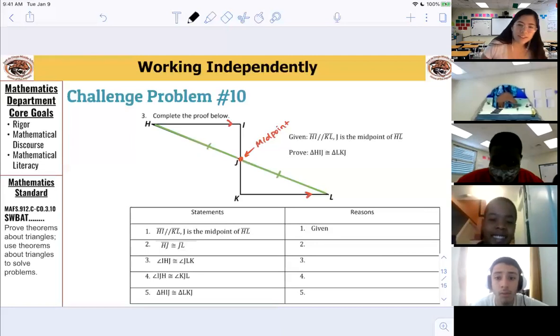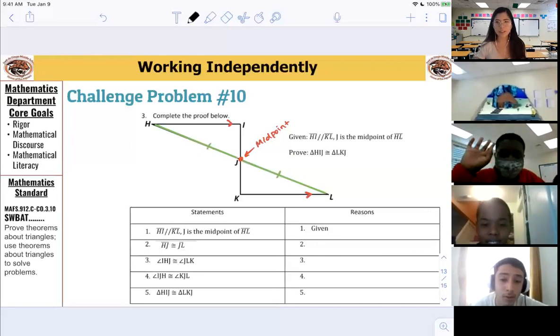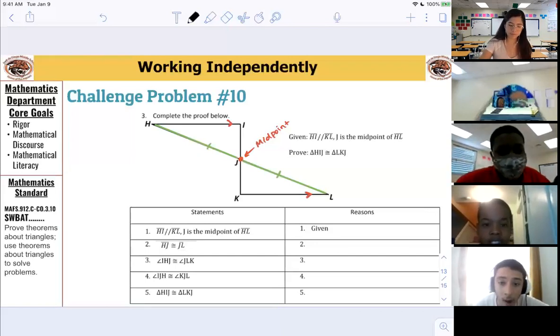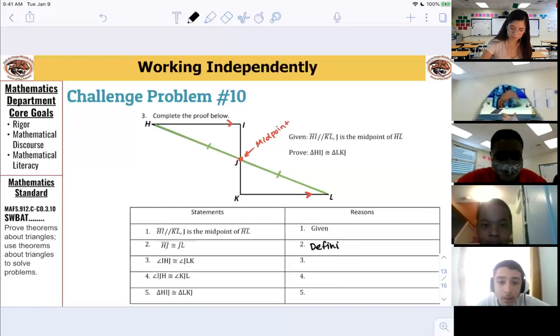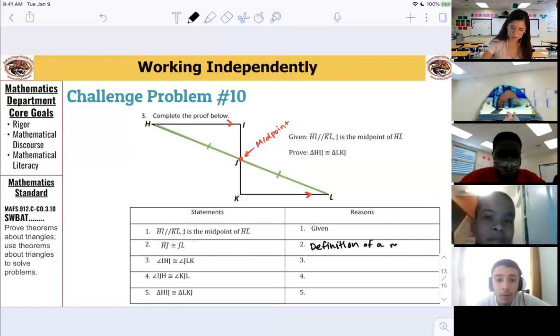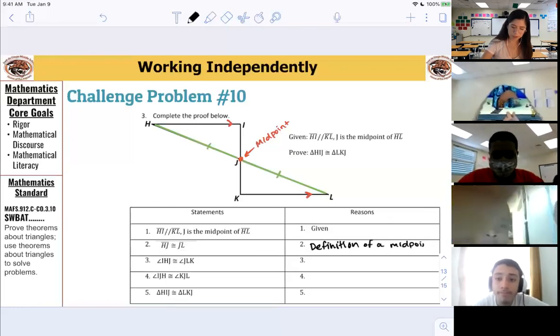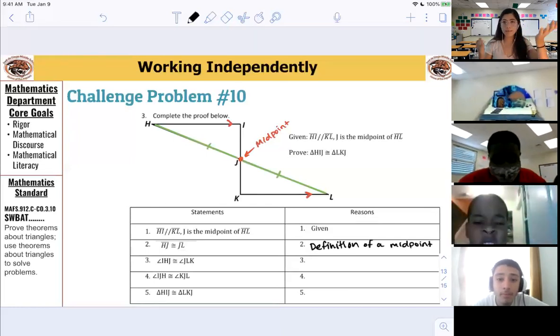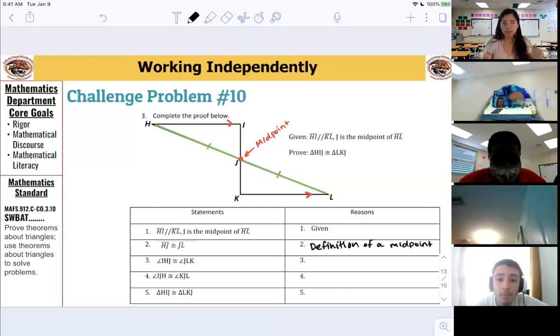You go do that while somebody else tells me, why do I know that HJ is congruent to JL? Tyrone. I want to say definition of a midpoint, but I don't know. That is correct. Yay. Definition of a midpoint. Since they told us that that is the midpoint, that's the definition. The midpoint cuts that whole thing in half.